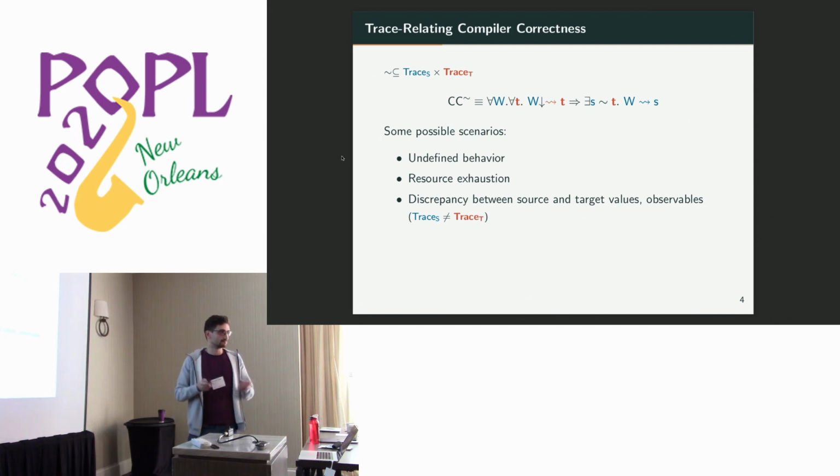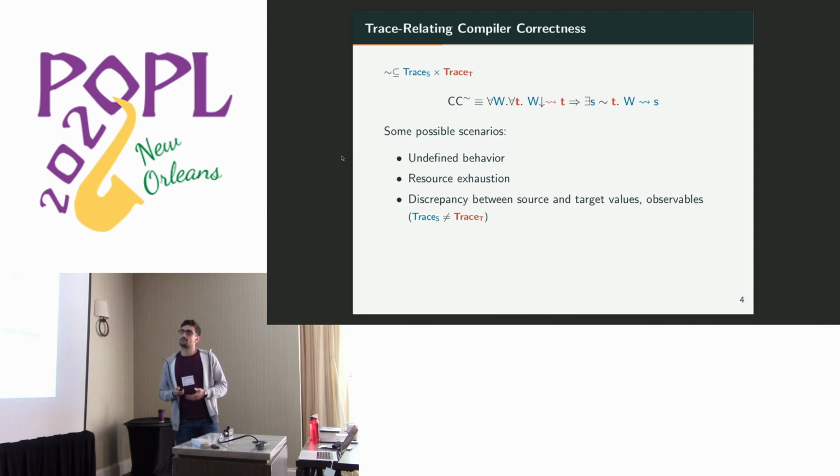That can be different now. And as I showed you, it can be used to define compiler correctness when you compile from unsafe languages and you have some sort of undefined behavior a la CompCert, or in case you have some bound on some physical resources. And in general, it works very well when you have any discrepancy between source and target values and observables. That will give you also a discrepancy between source and target traces.